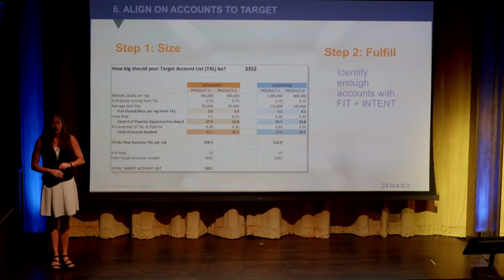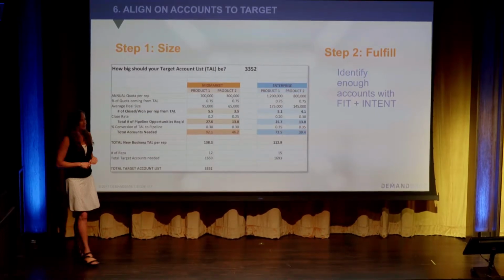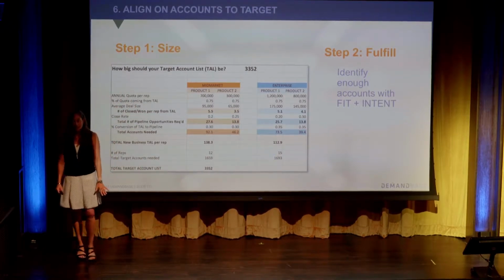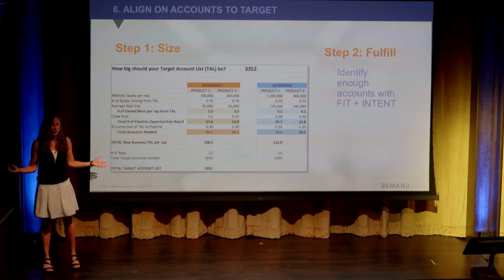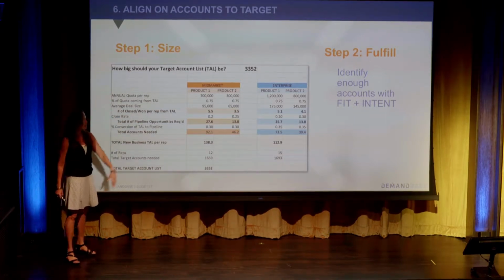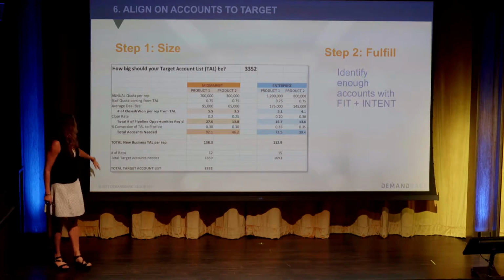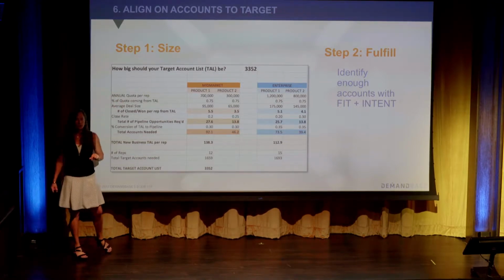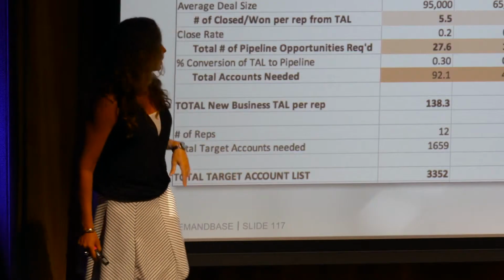So next is the all-important target account list, right? This is a question I get time and time again: how big should your target account list be? So we built this little calculator, and this one's pretty complicated, but to help you understand, if you understand these 3 things, it'll get you to the number of closed-won opportunities per rep.